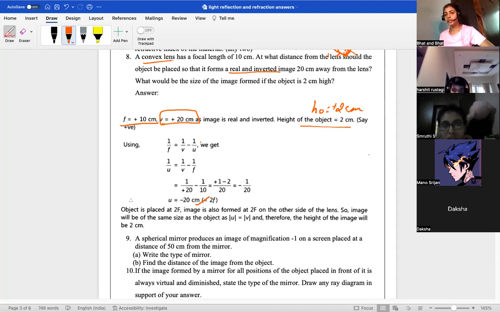So now you will get a real, inverted, same size image. Same size as the object means what will be hi? You don't have to do the calculation. So it will be minus 2 centimeter, correct? Height of the image will be minus 2 centimeter. Minus sign indicates that it is inverted. Okay.